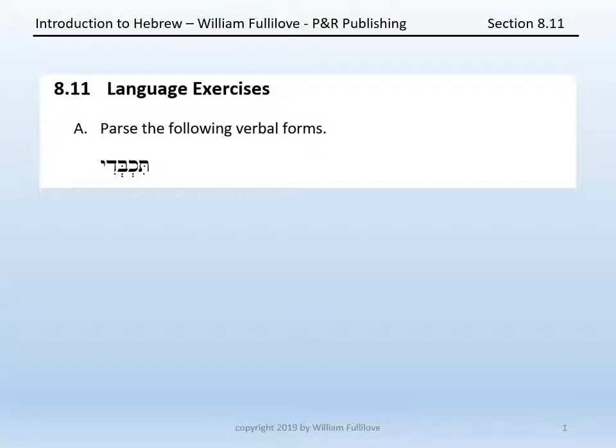Section 11 then gives the language exercises for Chapter 8. We begin with more practice parsing verbal forms. So for instance, the first form is tikhbadi.